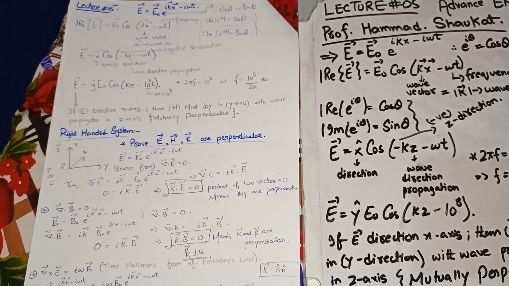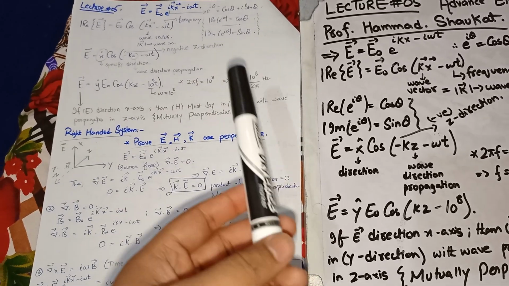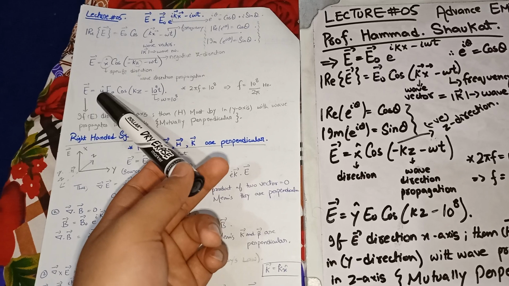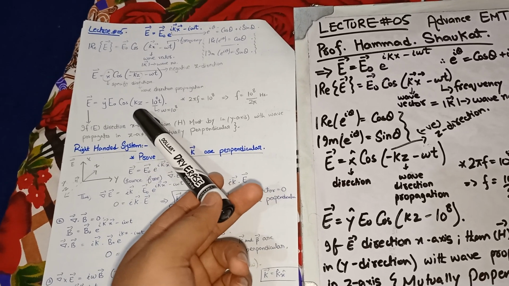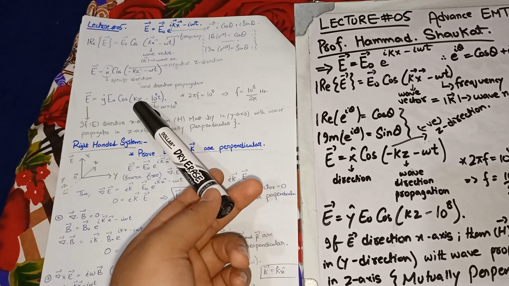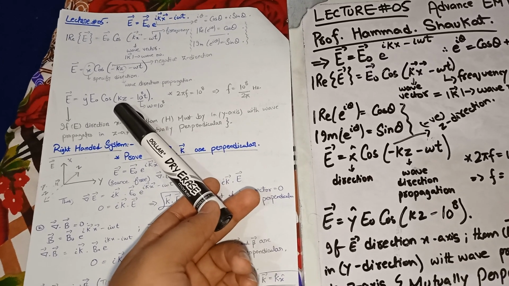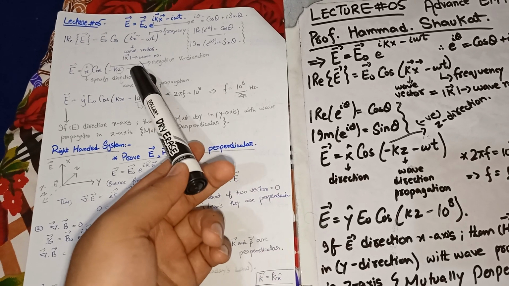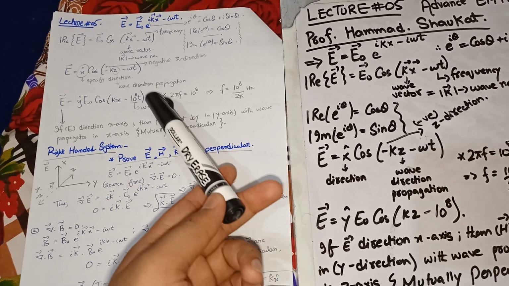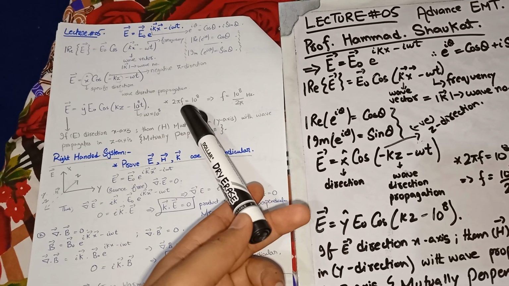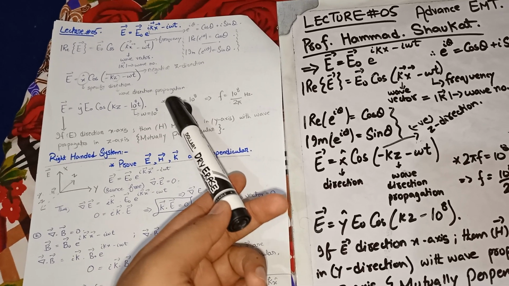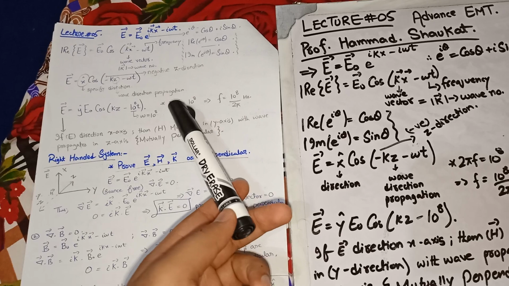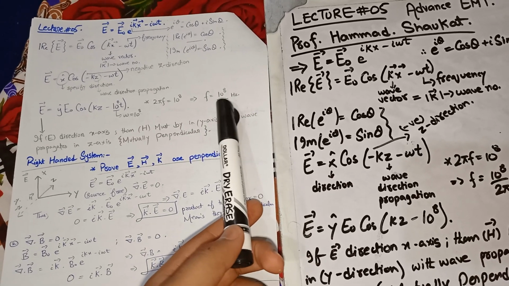Similarly, by these notations, let's take an example. Let's suppose your electric field is moving in the y direction, your wave is propagating in the z direction, and omega is 10 raised to power 8. This is not frequency, this is omega, the angular frequency, which equals 2 pi f. So 2 pi f equals 10 raised to power 8. If you want to find the frequency, you just divide the value by 2 pi and you will get your frequency in hertz.